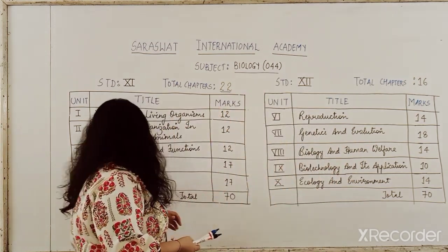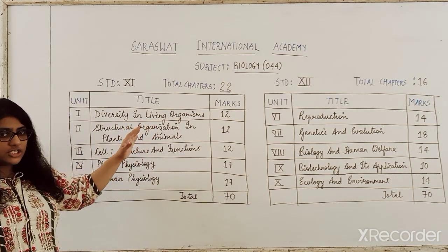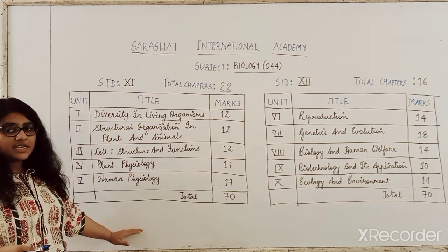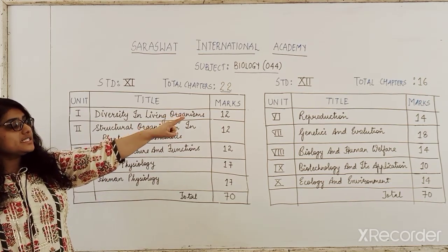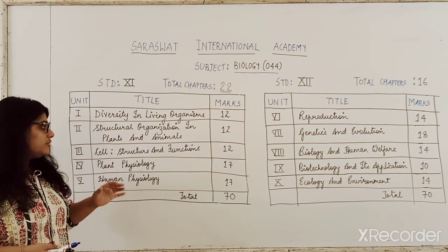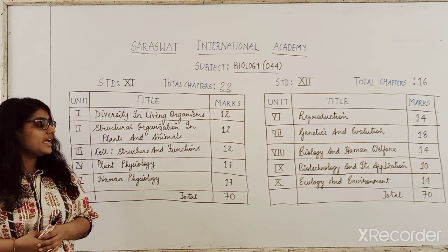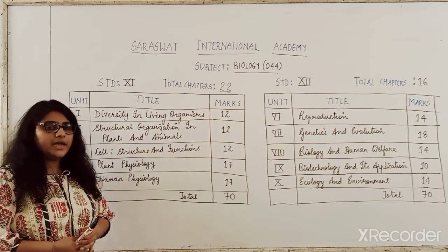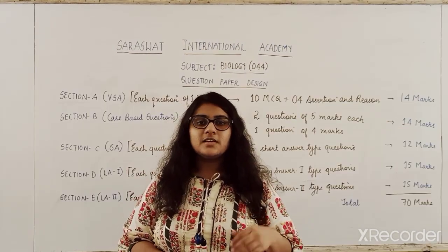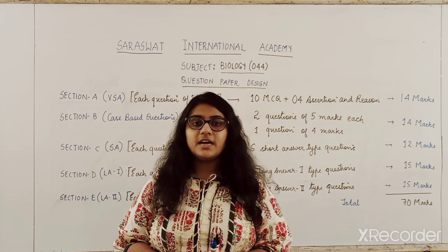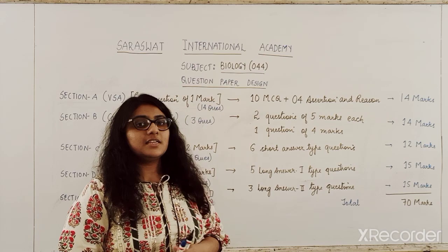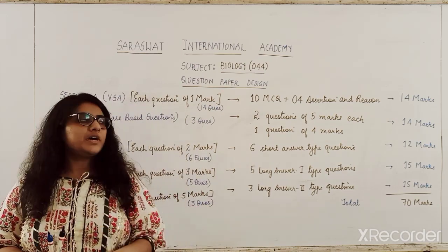So this is regarding your subject biology. There are a total of 22 chapters in 11th standard divided into 5 units, and 16 chapters of 12th standard divided into the remaining 5 units, which gives a total of 10 units in your biology subject. So students, till now we have studied the units of your biology subject. Now let us study the exam pattern of biology.